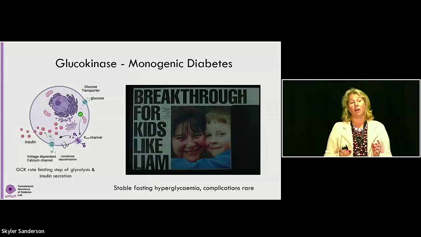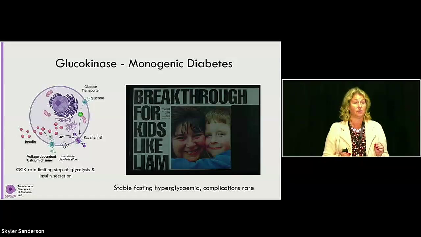Now, if you have a loss of function heterozygous mutation in glucokinase, this is a really good genetic diagnosis and a really good explanation for your diabetes, because you can come off insulin treatment and you can manage your diabetes with diet alone, because the phenotype is stable fasting hyperglycemia, and your risk of diabetes complications is really rare.